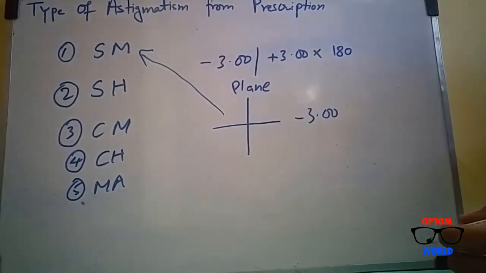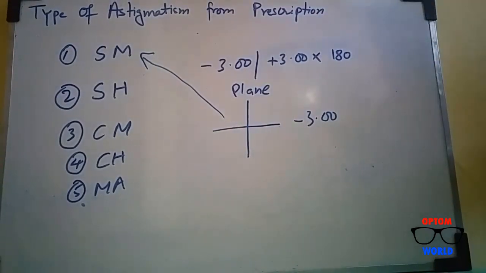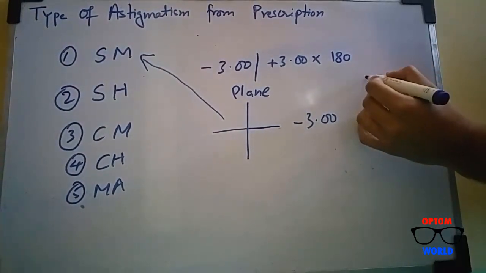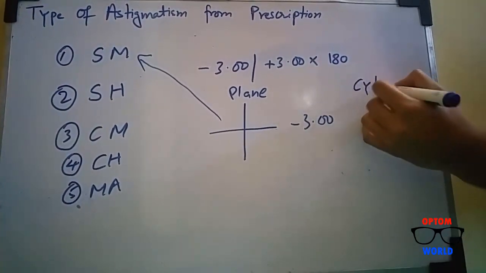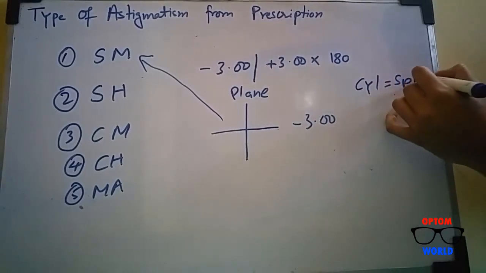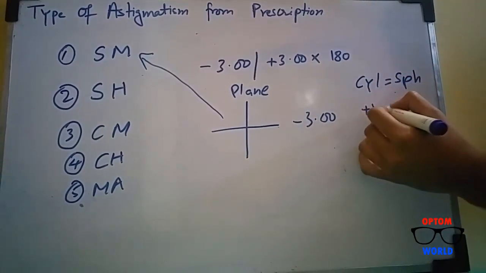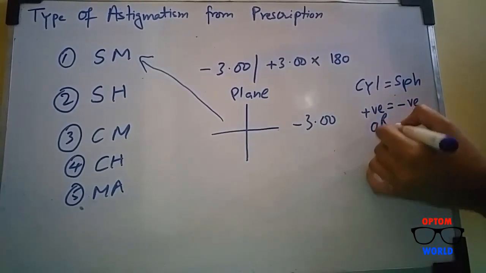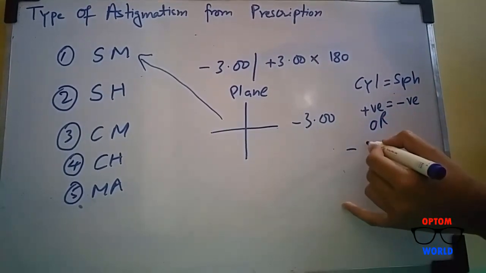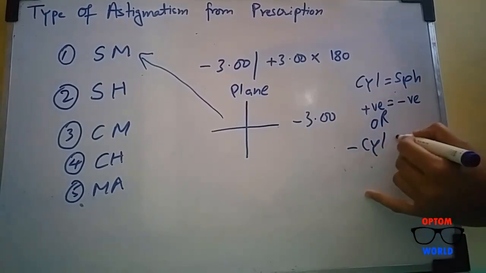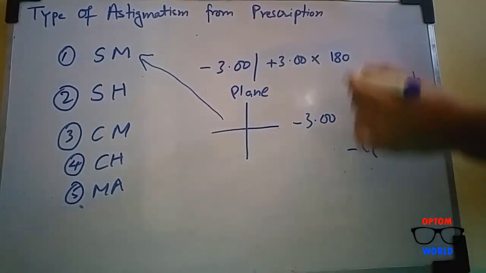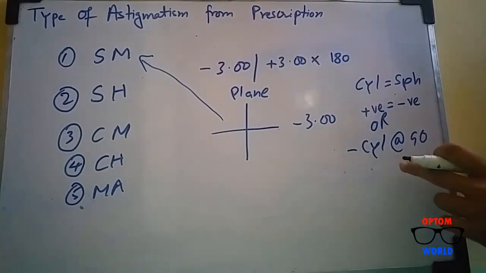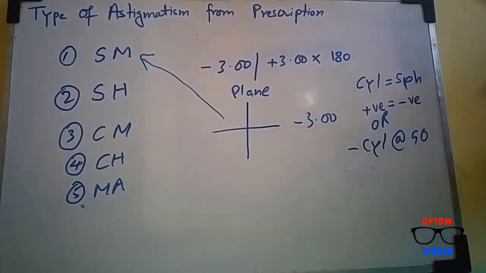So we can say that for simple myopic astigmatism, cylinder should be equal to sphere, cylinder should be positive, sphere should be negative, or only a negative cylinder at a certain axis. This will tell you that the given prescription is simple myopic astigmatism.